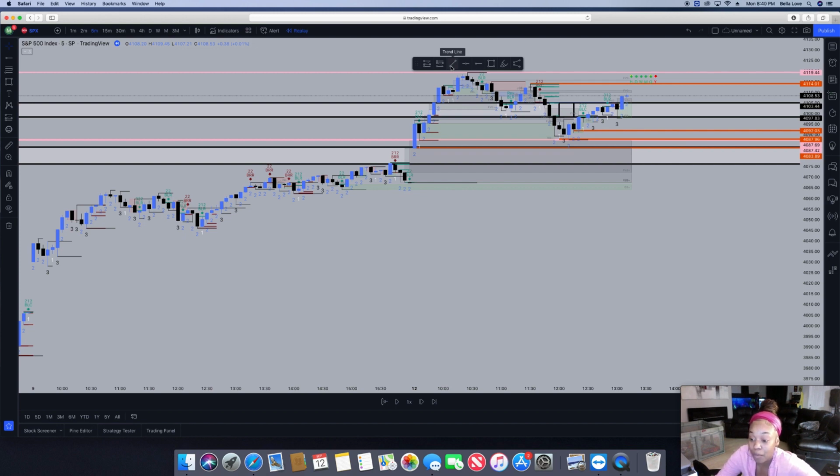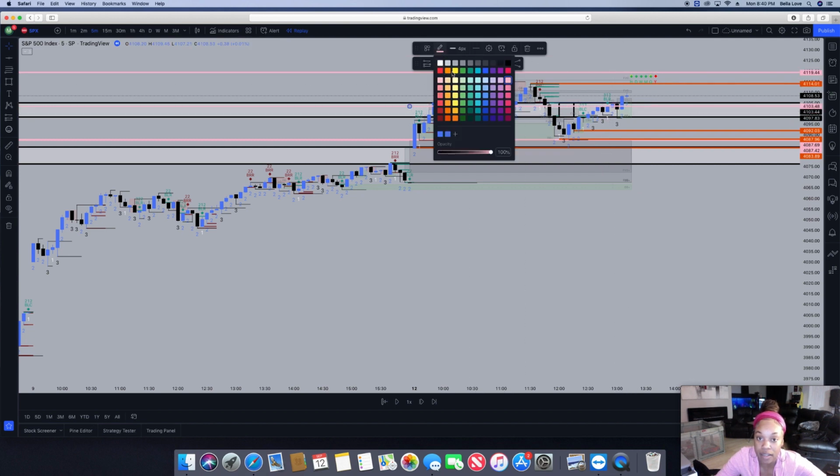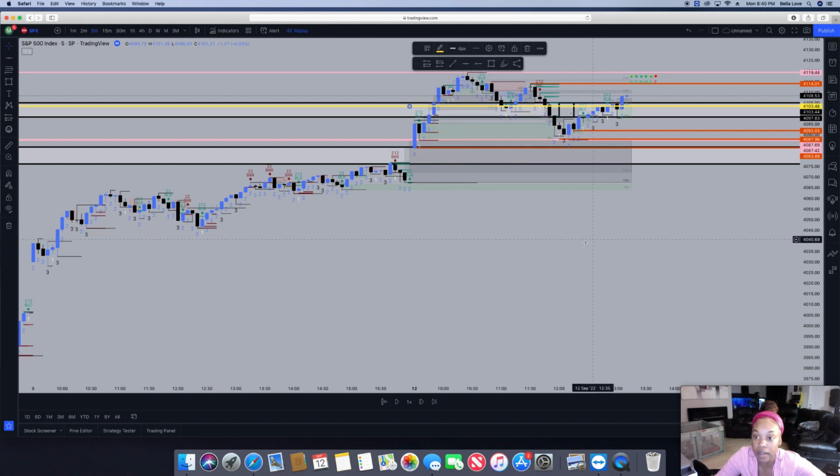And if you guys need more explaining, then I recommend that you go to the Inner Circle Trader and just look at his videos. You know what I'm saying? Because I may not be explaining it in a way that you will understand. So I'm gonna make this line yellow because that's the break of structure on a 5-minute chart.